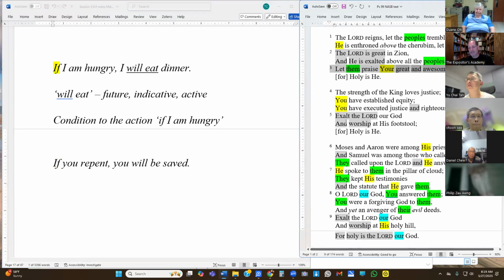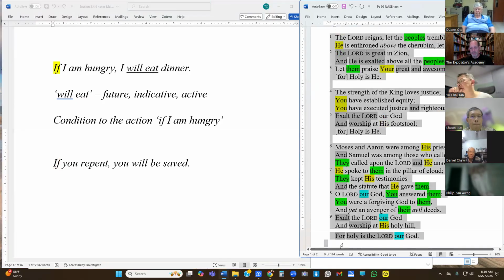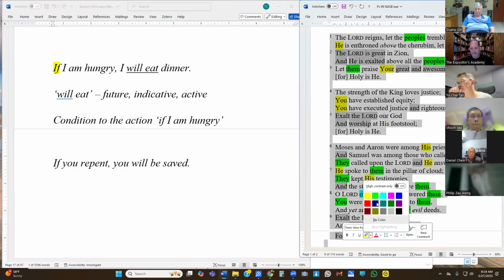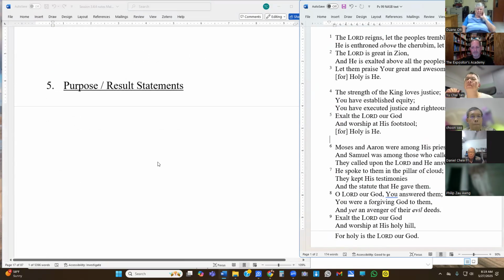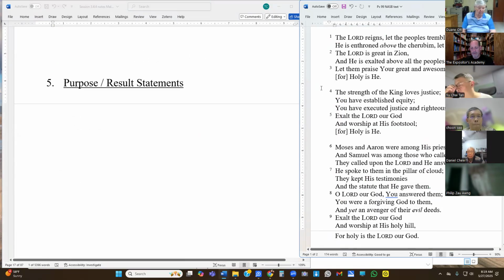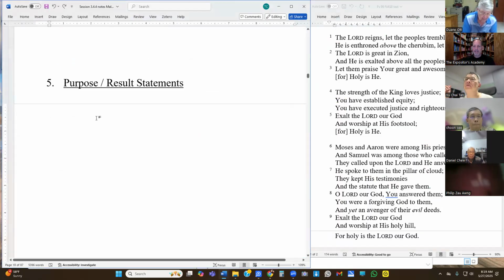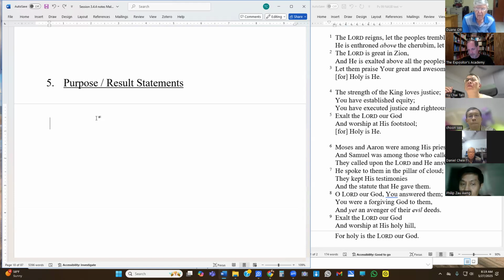So conditional statements are important to notice. And as we look at the psalm, there are not any conditional statements in the psalm. We don't always see them. They aren't always there, but sometimes they are. So you just want to be able to take note of that. And then lastly, purpose and result statements. So those are looking in the psalm in particular. Are there any statements that give either the purpose for something or the result of something? And do we see that in this psalm? Do we see any purpose and result statement?